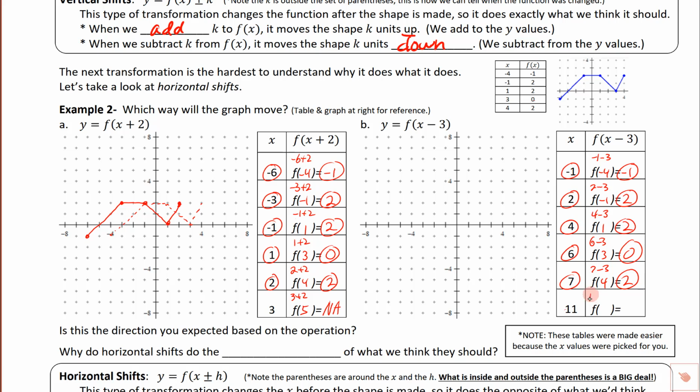And then let's check what happens when we do an 11. If we do 11 minus 3, we get an 8. There is no function value in the table like that. And remember, this was the end of it. 8 would be over here. There is no function value there. So I'm just going to put NA right there.